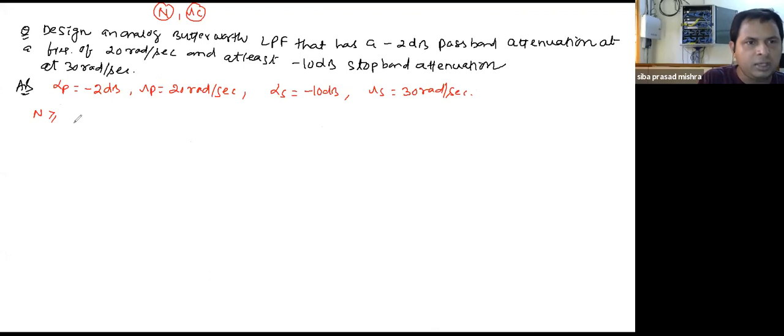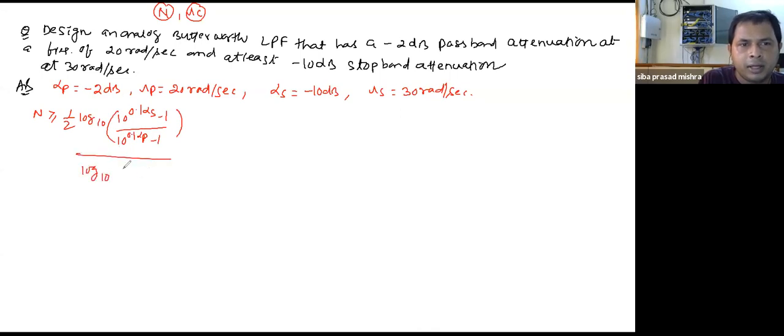First the order n. The formula is n equals 1 by 2 log 10 of, 10 to the power 0.1 alpha s minus 1 divided by 10 to the power 0.1 alpha p minus 1, divided by log 10 of omega s by omega p. What is the order n? Do it first.